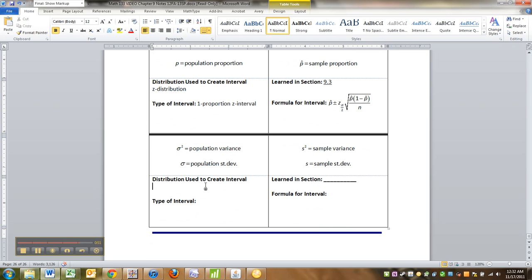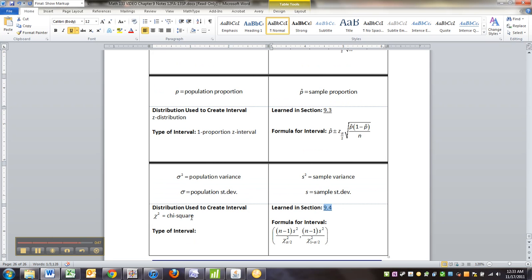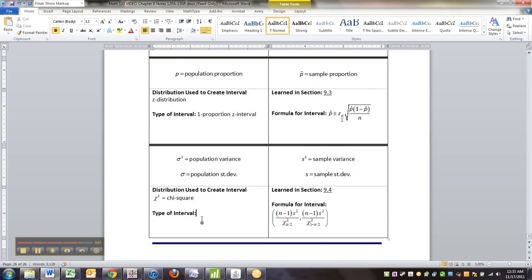The distribution you get to use is the chi-square distribution. That's the symbol for it, chi-square, which means it's a chi-square interval. You learned it in section 9.4, and this is the formula for variance. You take the square root of each for standard deviation. So you just have to know that to do it.